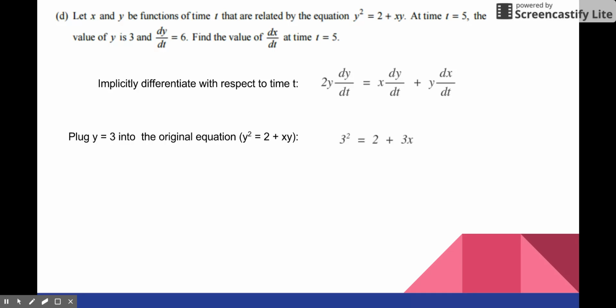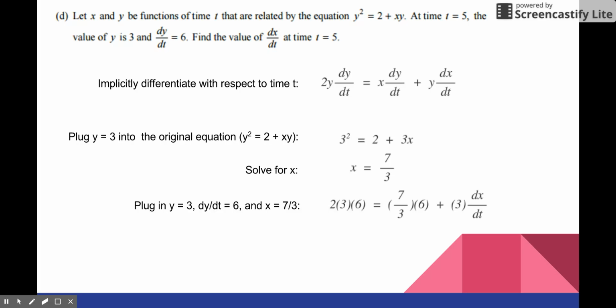So now we're just going to plug y equals 3 into the original equation y squared equals 2 plus xy, so that we can find what the value for x is when y equals 3. Solving for x by saying 3 squared equals 9, 9 minus 2 is equal to 7, and 3x is equal to 7, so x is equal to 7 over 3.